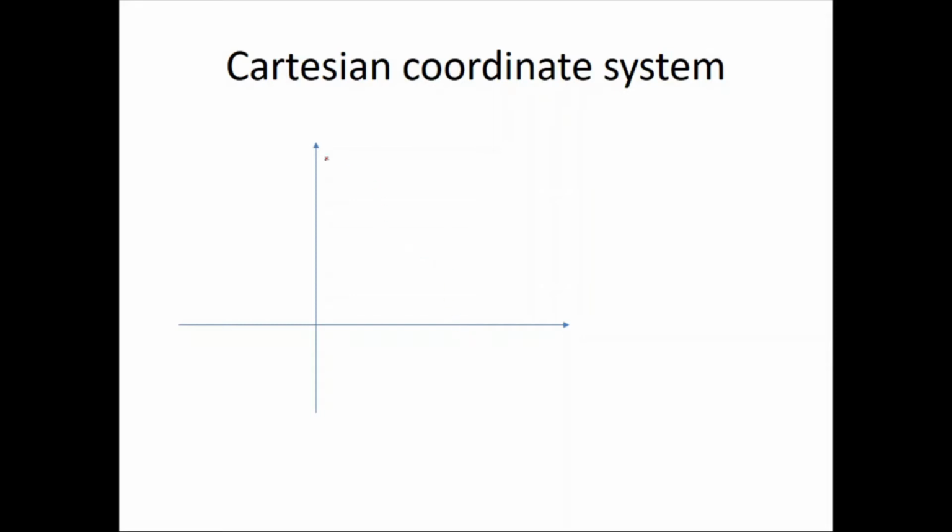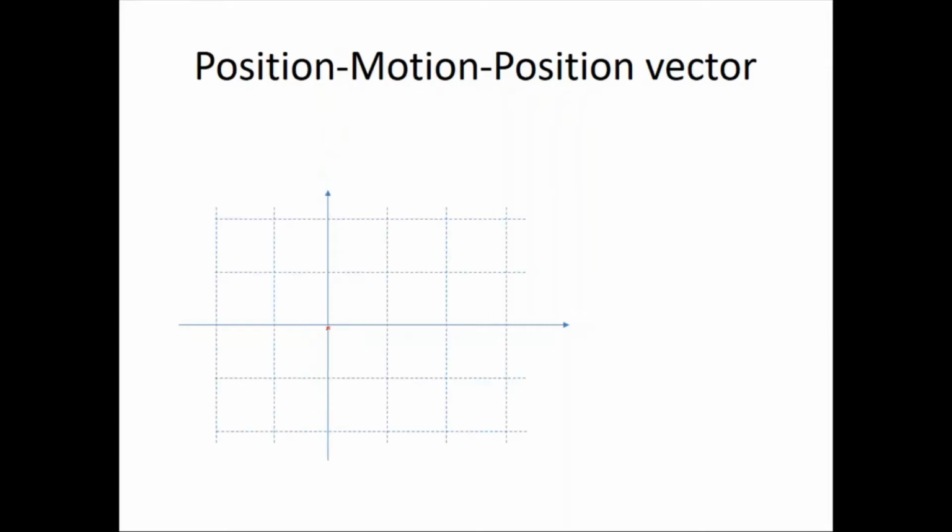This coordinate system is made of two axes, the x-axis and the y-axis. These two lines are perpendicular to each other, and the point where they cross is called the origin. What are we using the coordinate system for? We are using it for indicating the position of an object. For example, if an object is here, how can we determine its position?